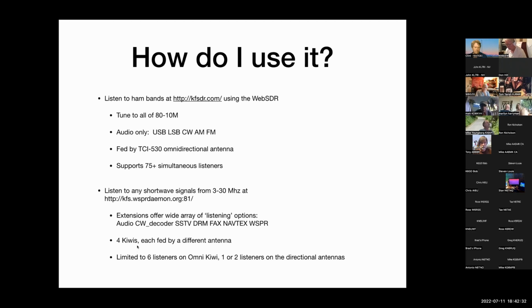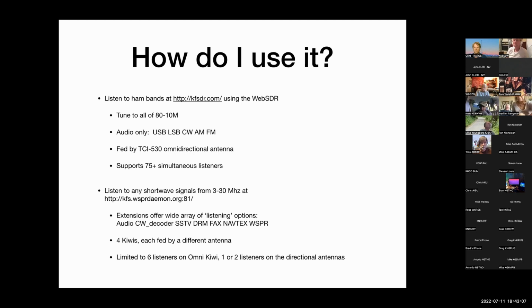There are 4 Kiwis. Well, I should say there's 5 Kiwis, but logically there's 4 Kiwis, each of which is fed by a different antenna. So through the Kiwis you can get access to the other antennas, which you'll see in a minute on the next page. However, the Kiwis are much more limited. There's really a total of 6 listeners who can listen on the Omni, and only 1 or 2 listeners on each of the other antennas. So it's a different usage case.